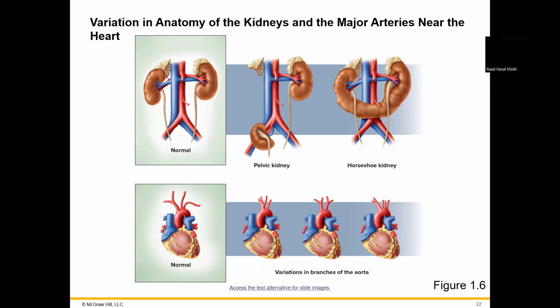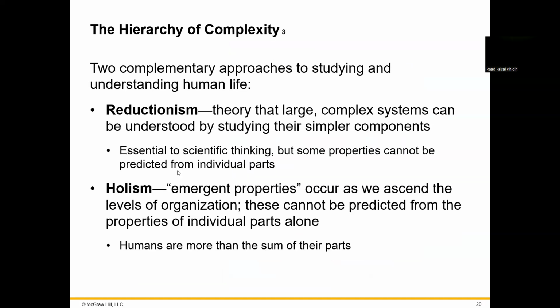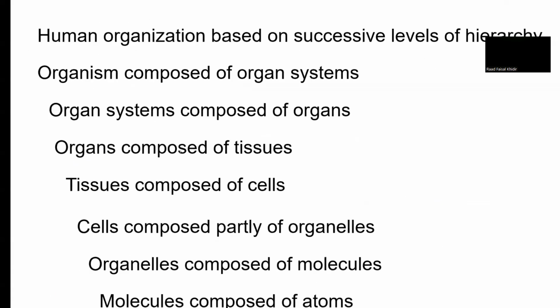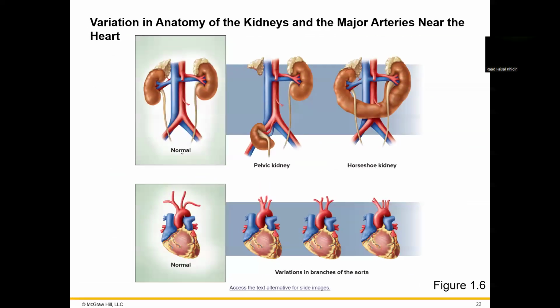Now, does that mean everybody has a kidney like that? No. Some people have a pelvic kidney, a kidney in the pelvis, and then a kidney in the normal position. Some people have a horseshoe kidney, their kidneys are connected. Is that a disease? No, it's not a disease. That's a variation. I told you.